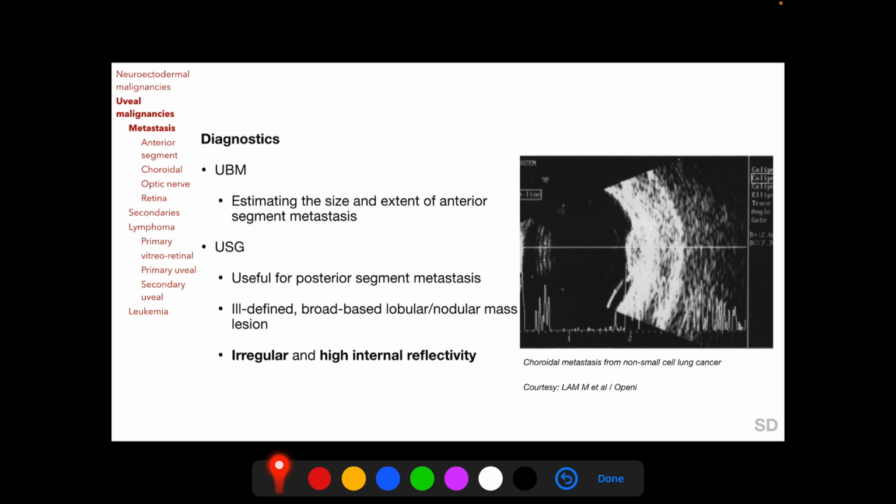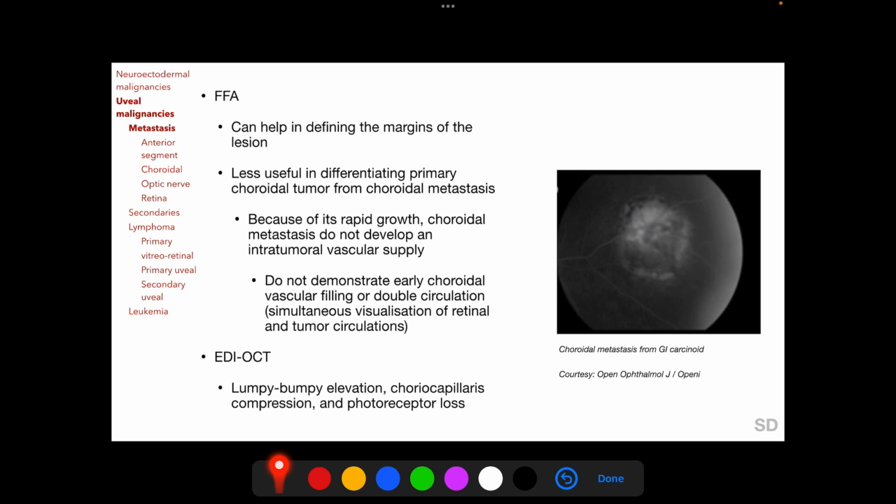On ultrasonography, a choroidal metastasis appears as an ill-defined, broad-based lobular or nodular mass lesion with an irregular and high internal reflectivity, as seen here in this photograph. Fundus fluorescein angiography can help in defining the margins of the lesion, but is less useful in differentiating primary choroidal tumor from choroidal metastasis.